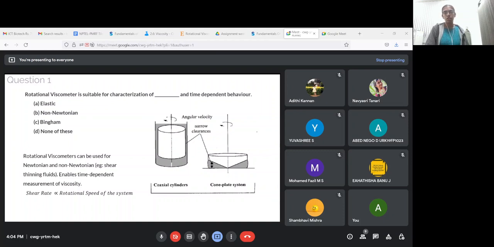Whereas in case of cone plate system, you have a stationary plate and you have a rotating cone, and the angle between the cone and the plate is extremely small. So you will have a very fine layer of the fluid present, and when you rotate it again, a shear stress is produced. But the problem with the cone plate system is when you are dealing with fluids that have large particles in it, since the distance between the cone and the plate is extremely small. If you have large clumps or particles, it might not be suitable for a cone plate system. So as somebody said, the rotational viscometer is suitable for non-Newtonian fluids. So the answer is option B.